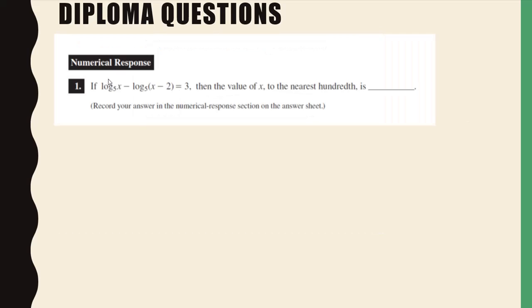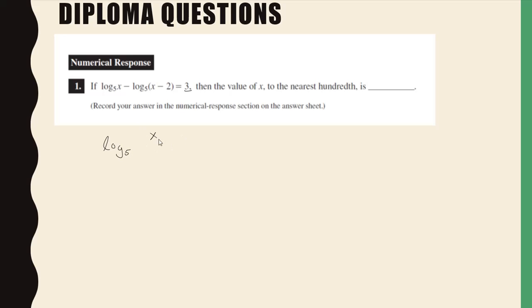So we have a numerical response next. If log base 5 of x minus log base 5 of x minus 2 is equal to 3, then the value of x to the nearest hundredth is. So we have a constant here. It would be nice if we could make both sides equal to the same thing, or the same log. So we're going to go log base 5, and I'll turn this into one log.